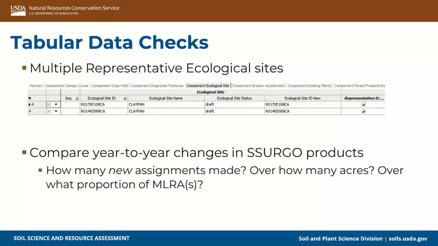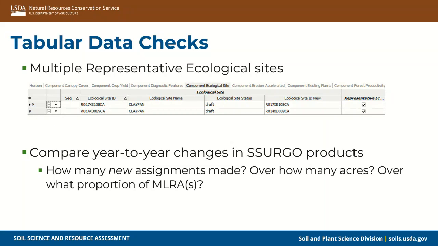Because of the way PES has been implemented, and really just historically how this component ecological site table has been managed, which in this particular instance way predates PES, we have multiple representative ecological sites checked in this component ecological site table. And this is probably some sort of relic from the historic rangeland or the California State range site called Claypan.